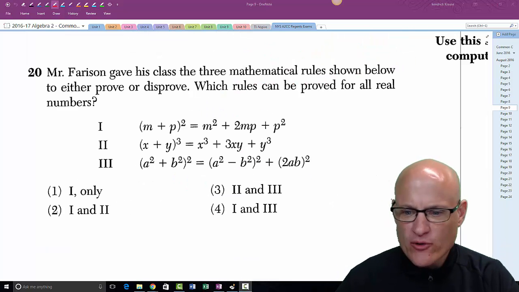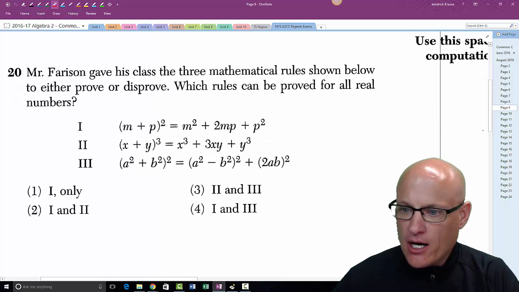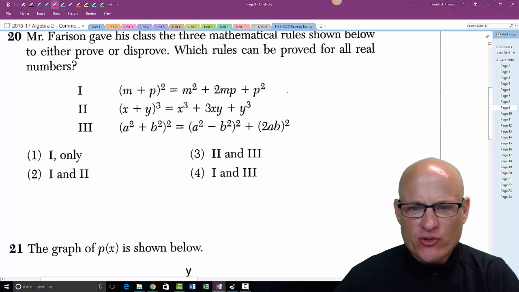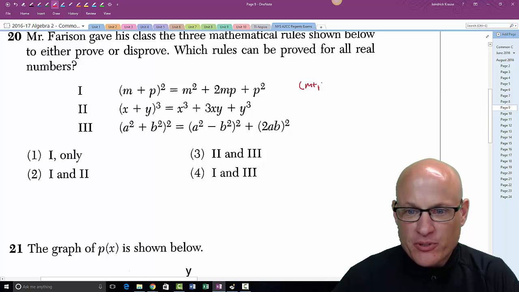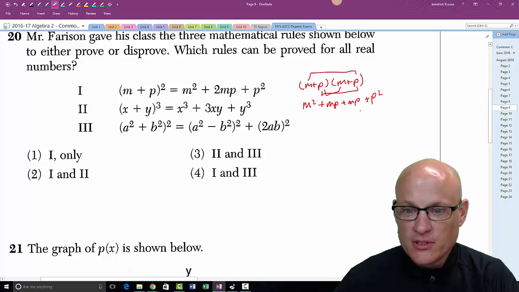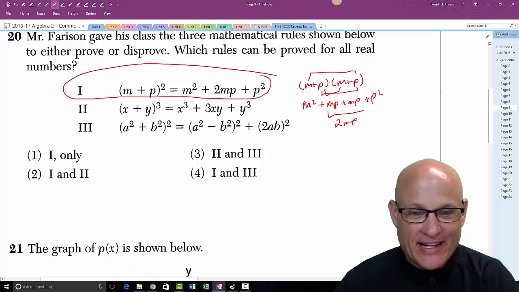Okay, the calm before the storm. I'm going to show you how to do these problems. Again, this problem's going to take me a couple seconds. (m plus p) squared is really just (m plus p) times (m plus p). So that's m squared, and then this is mp plus pm, which is the same as mp, plus p squared. So these add up to 2mp, so yes, 1 works. So anything that doesn't have a 1 in it has to go.